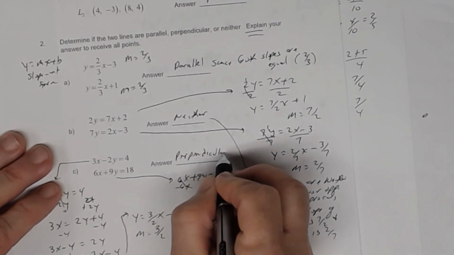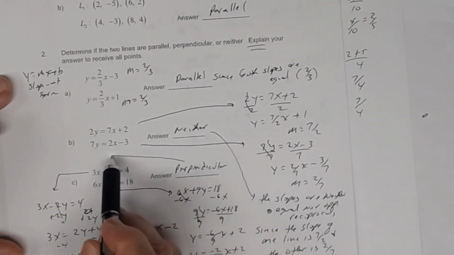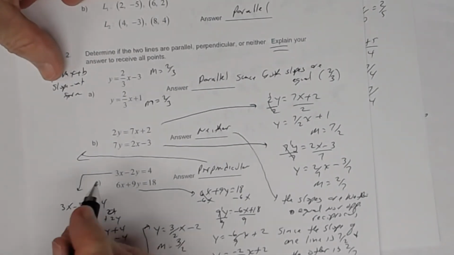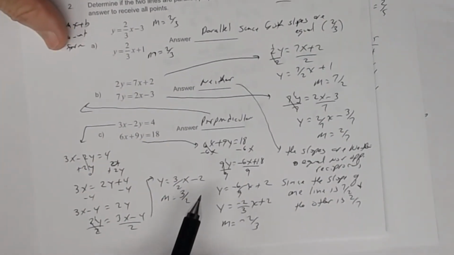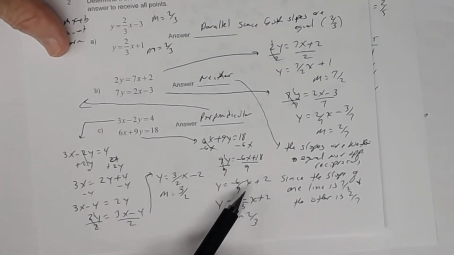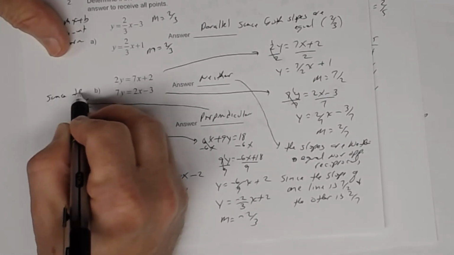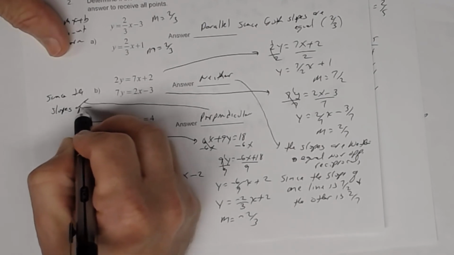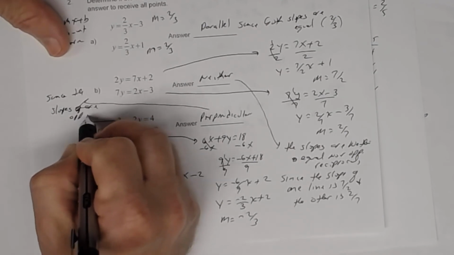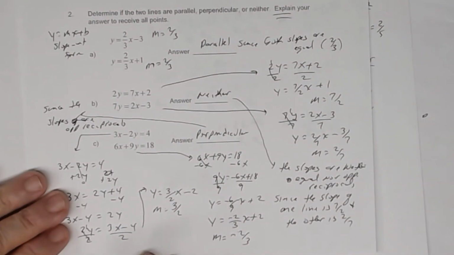And your explanation, you would say, I have no room. So let's do that here. The explanation would be, well, the slope of one line is 3/2, and the slope of the other line is negative 2/3, and those are opposite reciprocals. So since the slopes are opposite reciprocals. Okay, so I didn't have enough room to do all this, so I apologize.